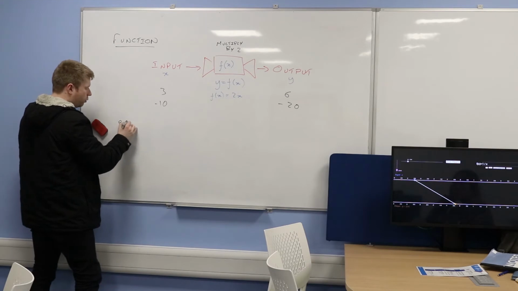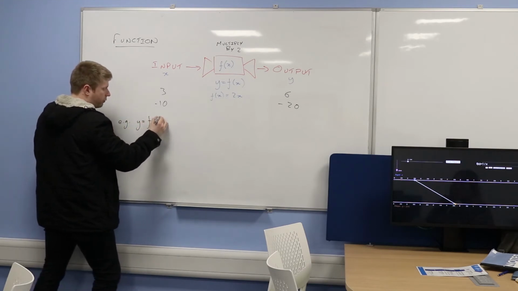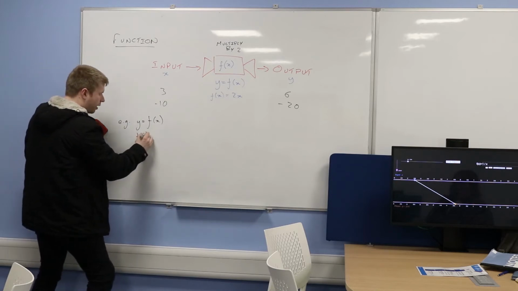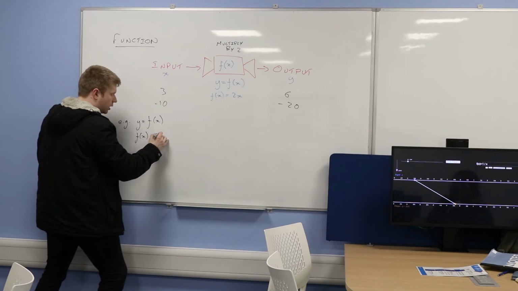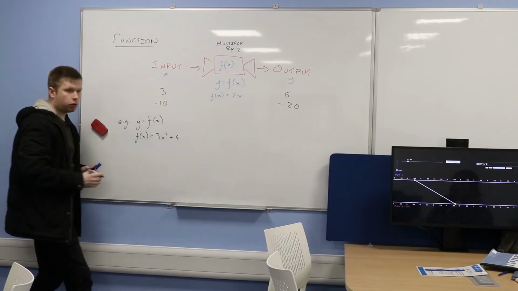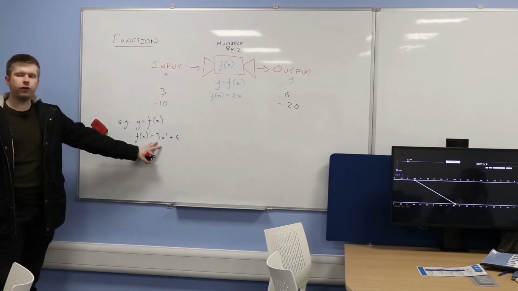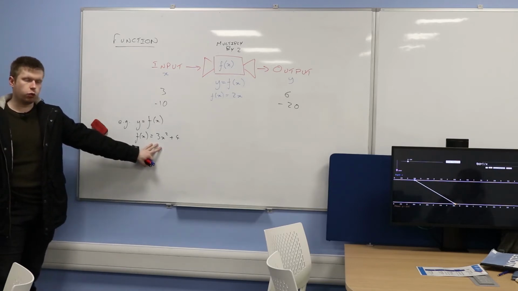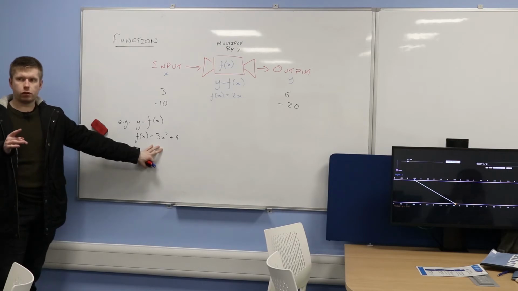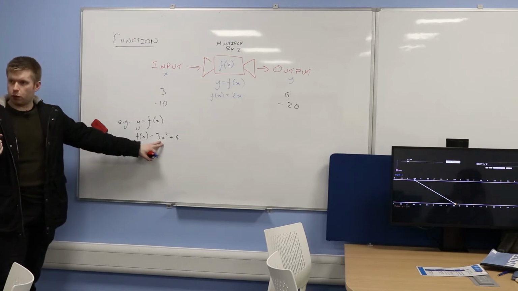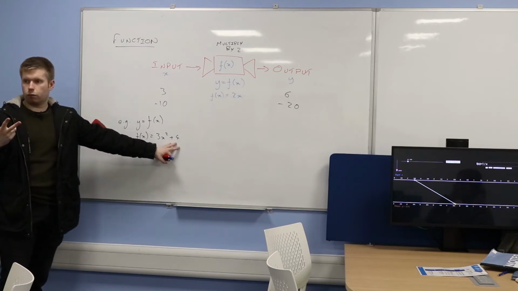As an example, let's say that y is equal to f of x again. This is my function, and I get my output y like this. Let's say that my function is 3x squared plus 4. So just pause for a second. What does this function tell me to do to my input? First things first, I square it. Then I'd multiply by 3. Then I'd add 4.